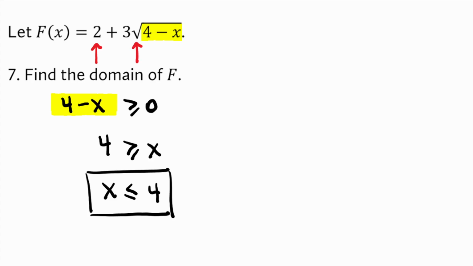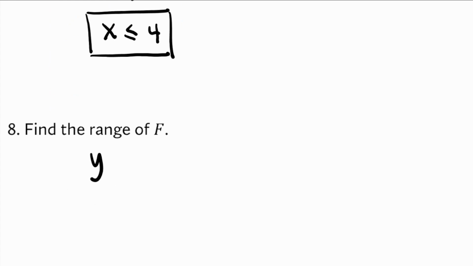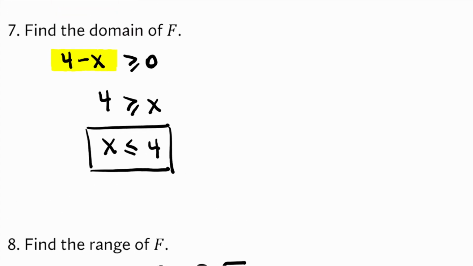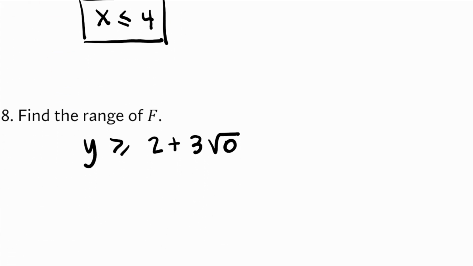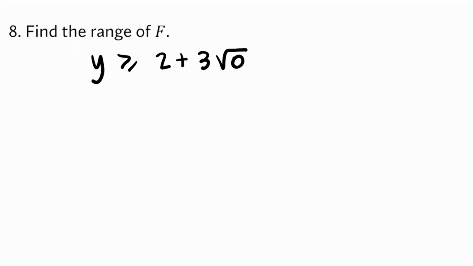Well, it's the positive square root, so that is at the very minimum 0. So at the very least, I have 2 plus 3 times 0. So you could say the range is y is greater than or equal to 2 plus 3 times the square root of 0. Otherwise, if I'm able to take that square root and get a real number back, I'm going to be getting a positive number. So y is greater than or equal to 2.